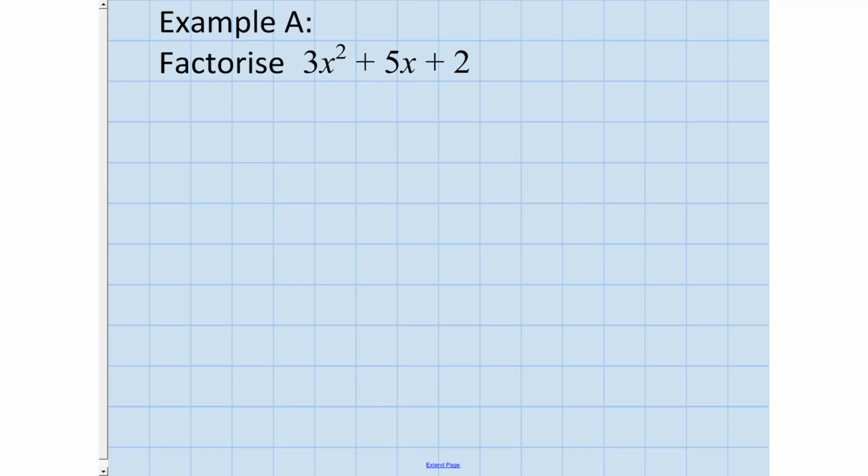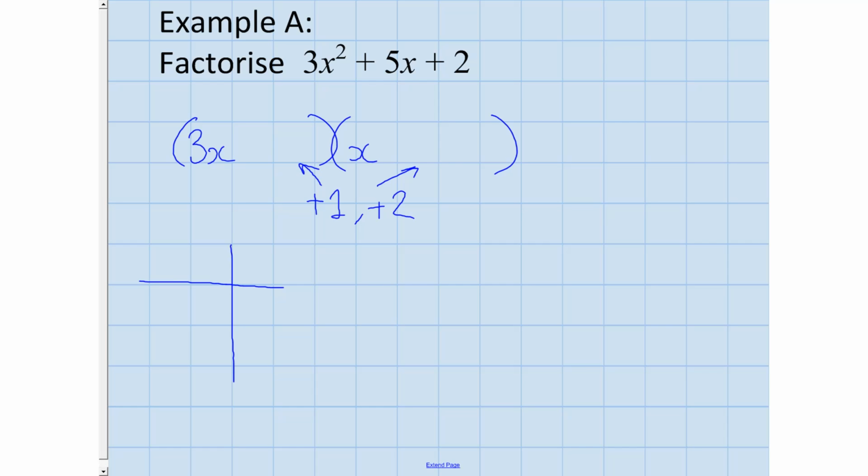So let's do some more examples. Factorise 3x squared plus 5x plus 2. So let's start by writing what we know is going to go into the brackets. So we need 3x squared this time. So we need 3x in one bracket and the x in the other. And we need numbers that multiply to give 2. So we've got a plus 1 and a plus 2. But we need to work out which one it needs to go in. So let's do a multiplication grid and see which one will work.